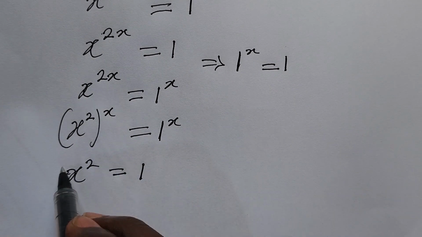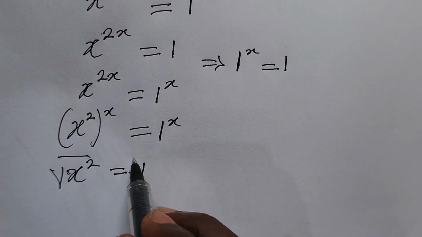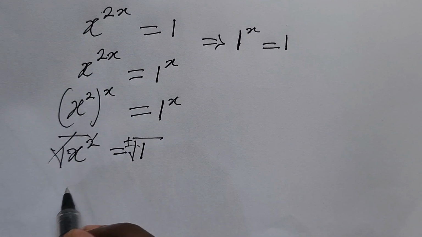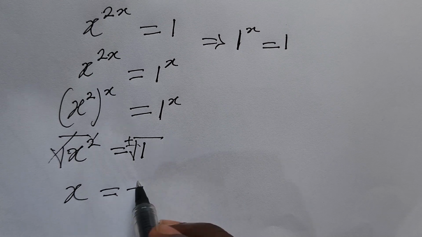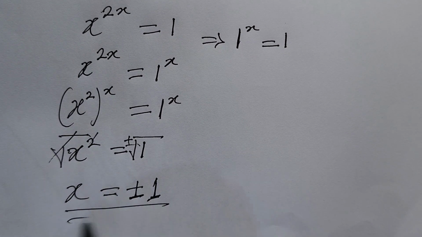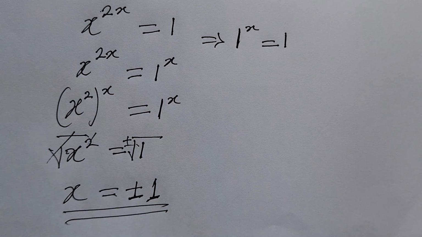We take the square root of both sides, and on the square root of this side we now introduce our plus minus. So we now have x is equal to plus minus 1. This is all we are fighting for. All right, so with this, we have x1 equal to plus 1 and x2 equal to minus 1.